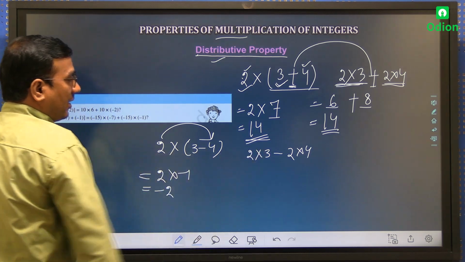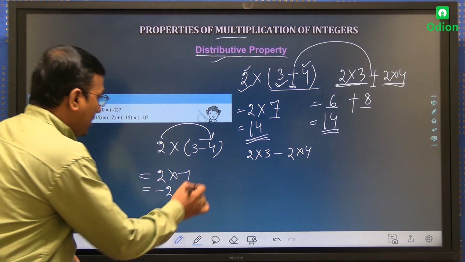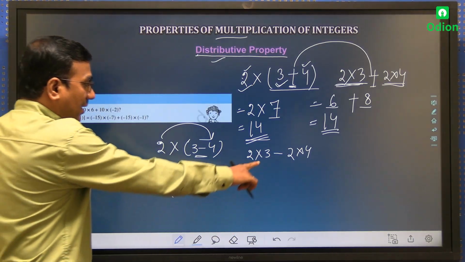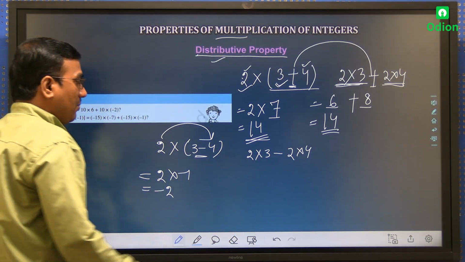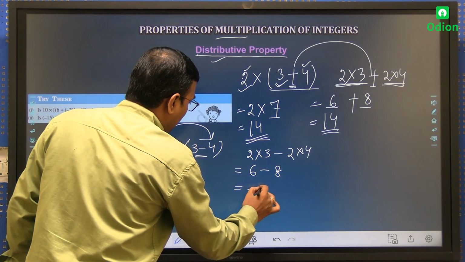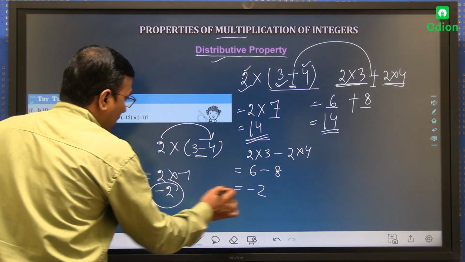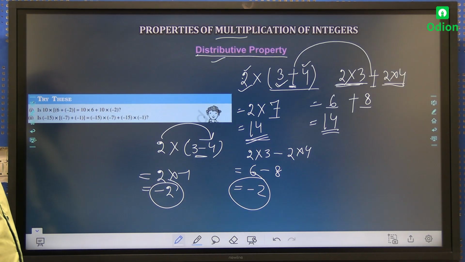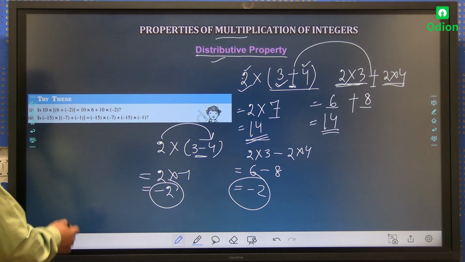Why did I give this minus symbol? Because in this example I have taken the minus symbol, so I have to put the minus symbol over it. The answer is minus 2. It is the same. It means multiplication refers to the distributive property.